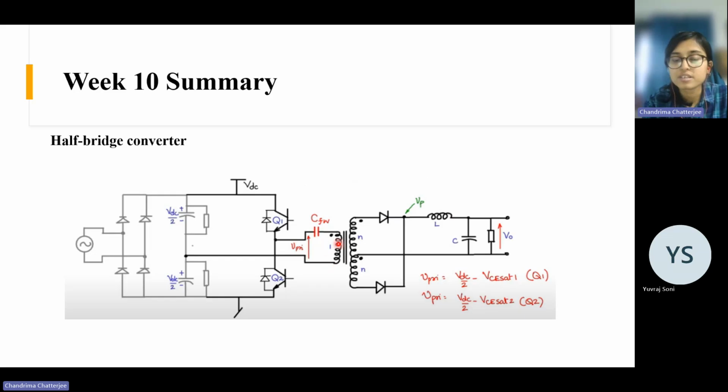While choosing the capacitor, we will have to take care that the current rating of the capacitor is proper, so that it can carry the current that is flowing through the transformer, because it is in series. So the current that is flowing through the transformer, the equal current will flow through this capacitor also. So the current rating of the capacitor is crucial.